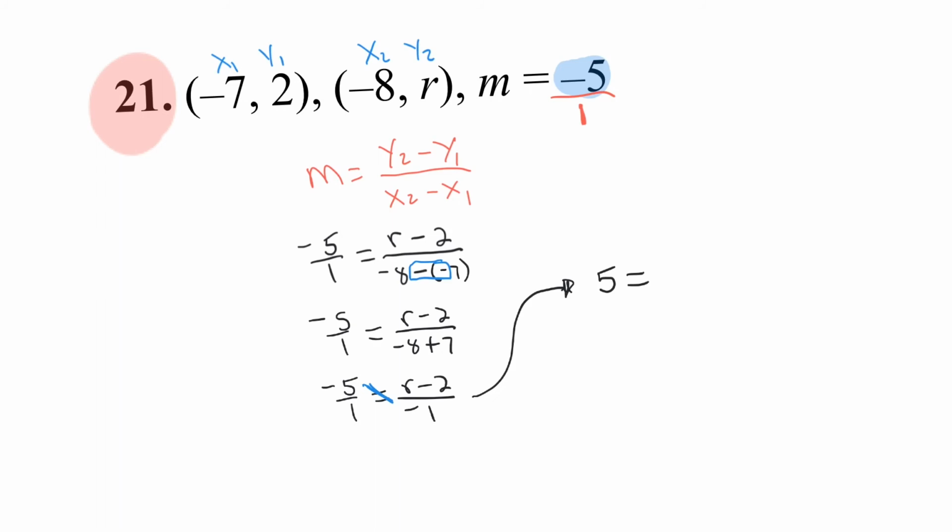On the other side, you're going to multiply 1 times r minus 2. And that's going to stay the same because you're multiplying by 1. So r minus 2 stays the same, because you multiply everything by 1.